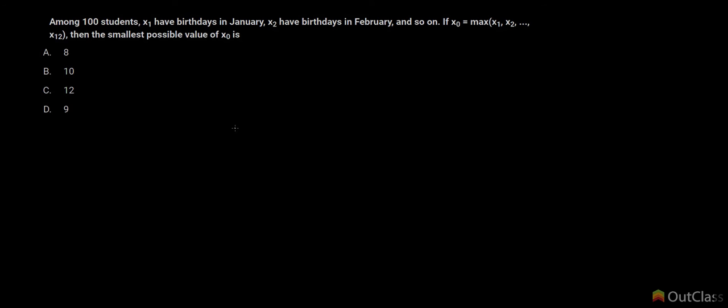Among 100 students, X1 have birthdays in Jan, X2 in Feb, and so on. X0 is the maximum of these 12 values, then the smallest possible value for X0 is how much? Options 8, 10, 12, 9. I found it interesting that this was thrown into the mix. This is based on something known as the Pigeonhole Principle, which I have encountered more from a logical reasoning perspective than from a quant perspective.